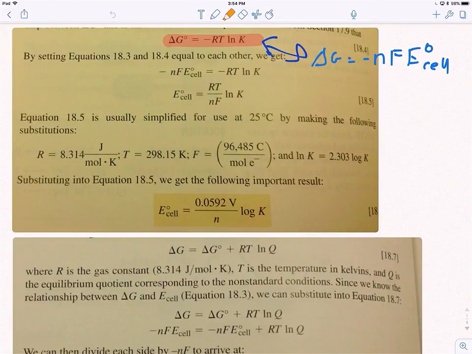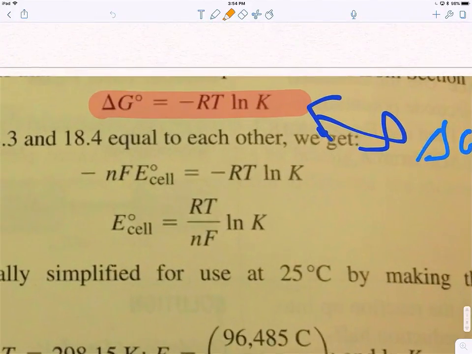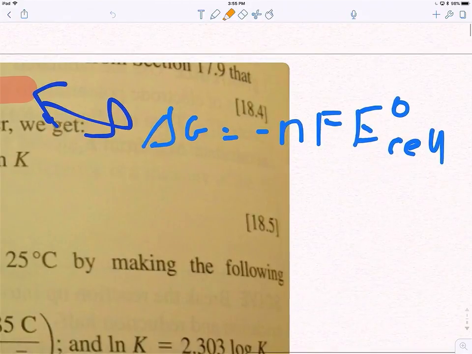So, changing topics a little bit. Remember from the last chapter, that was one of the last equations we covered: delta G is equal to minus RT natural log of K, K being the equilibrium constant. Okay, and delta G also equals minus nFE0 cell.